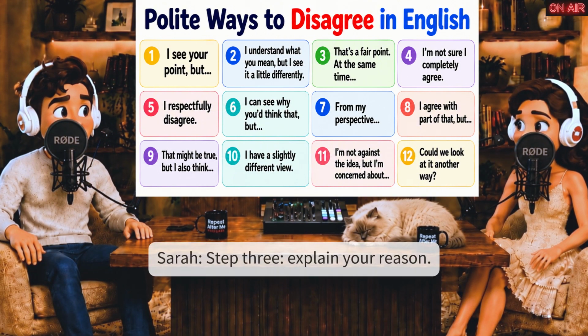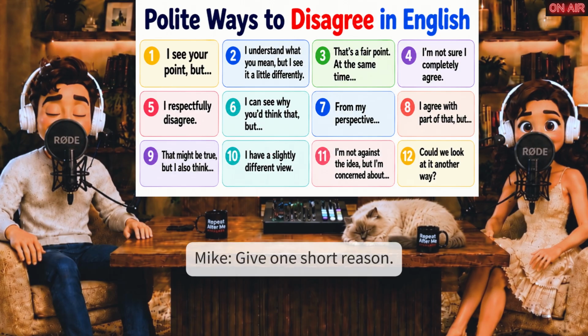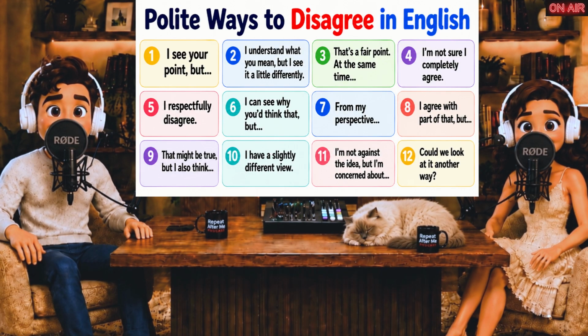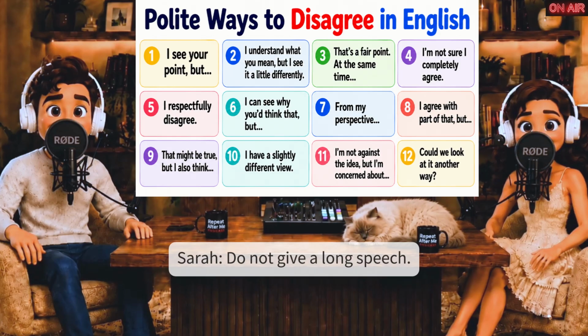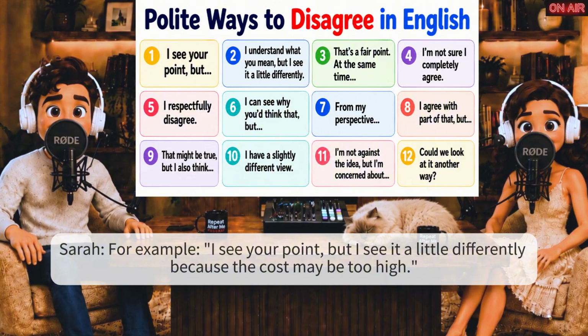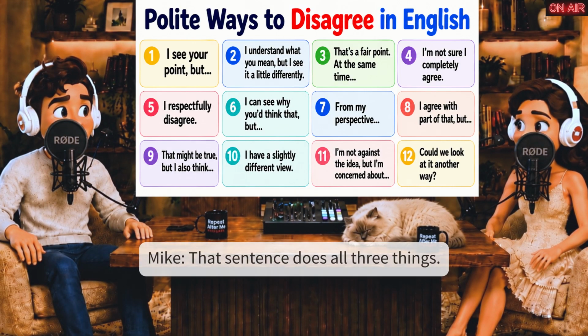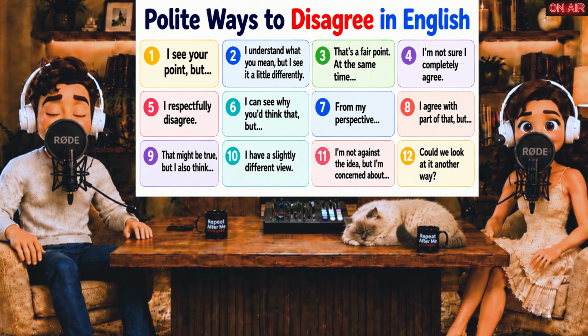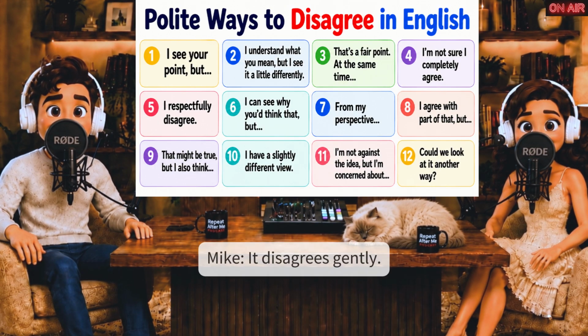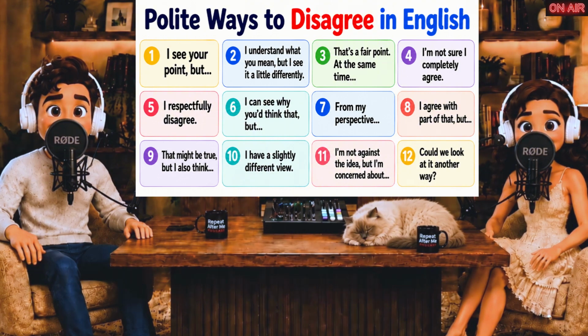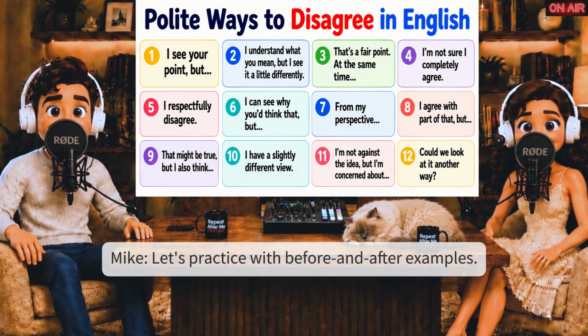Step 3. Explain your reason. Give one short reason. Do not give a long speech. Keep it simple and clear. For example, I see your point, but I see it a little differently, because the cost may be too high. That sentence does all 3 things. It acknowledges, it disagrees gently, and it explains the reason. Let's practice with before and after examples.